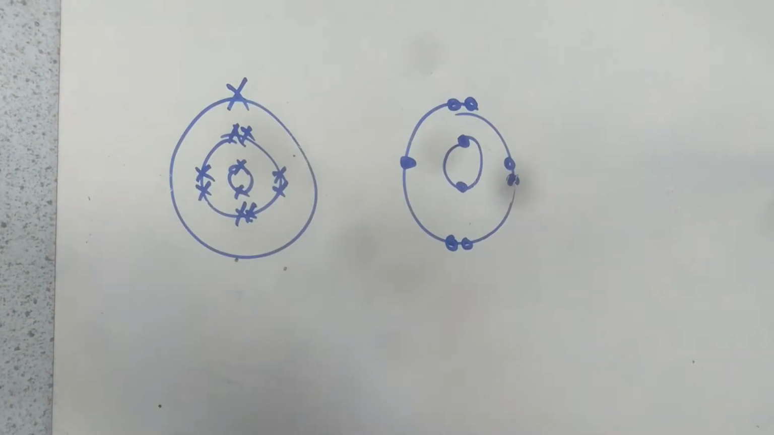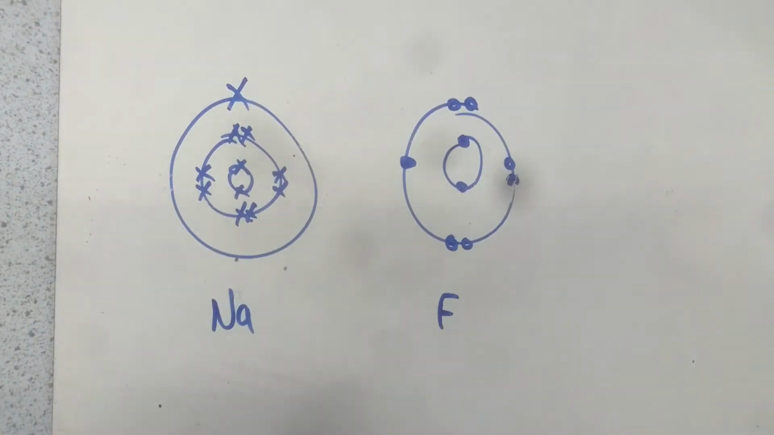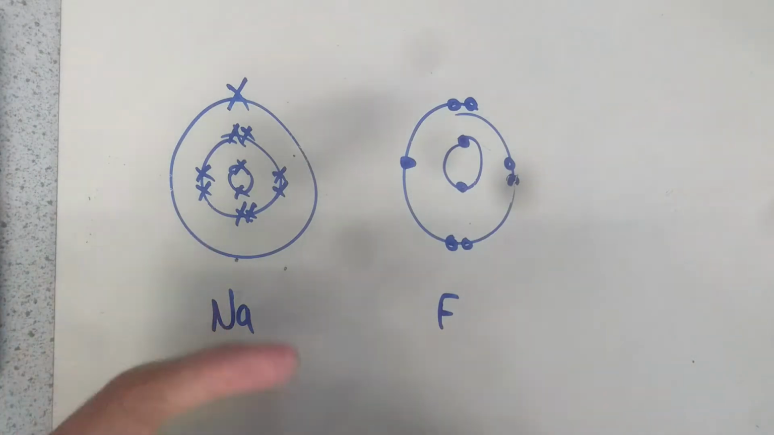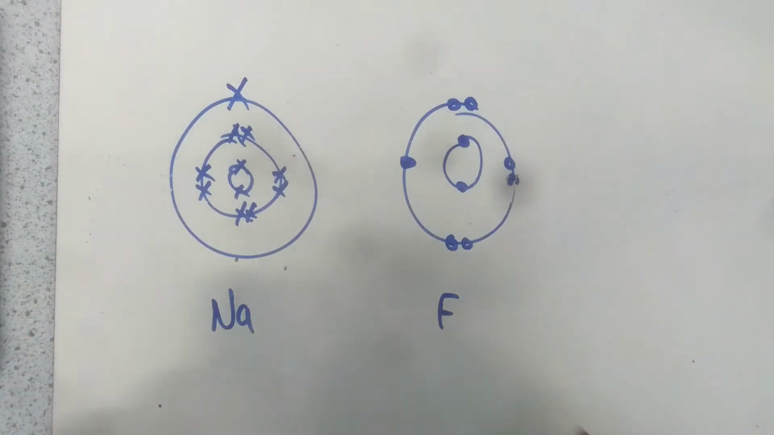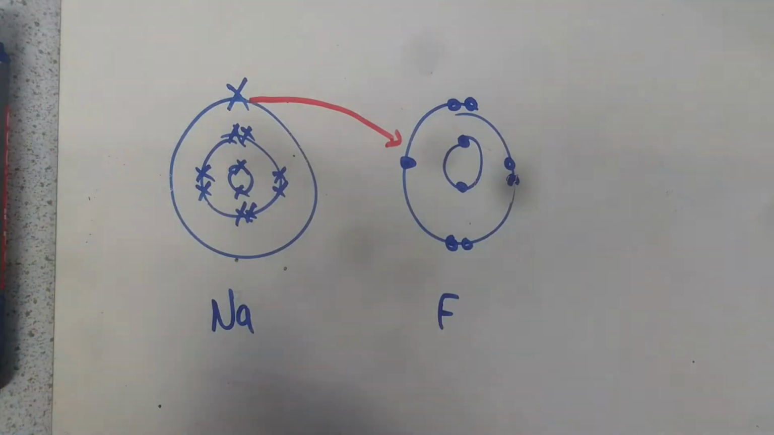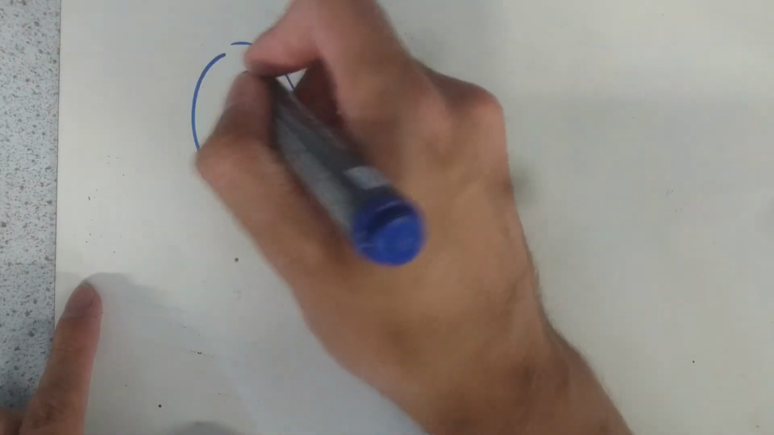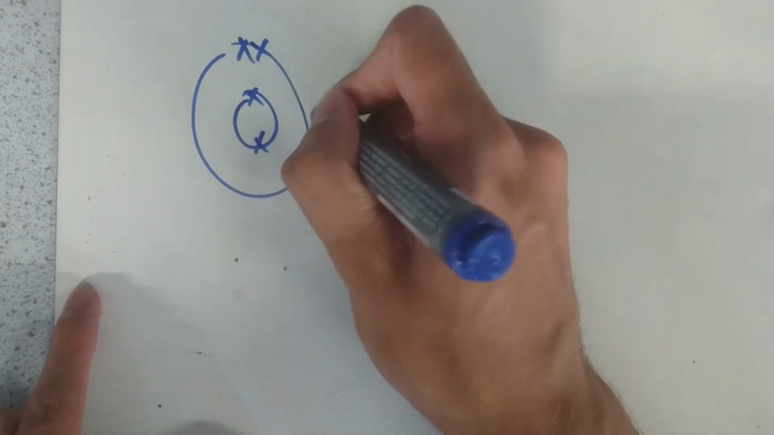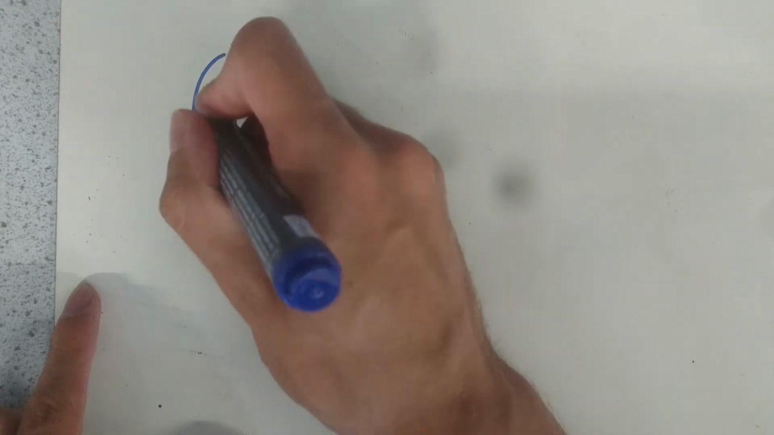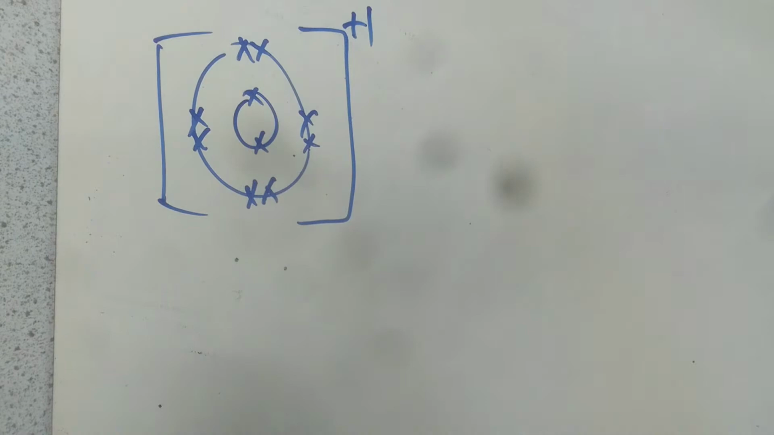So we have a look at this. We've got our sodium here, our fluorine here. And what happens is sodium needs to lose an electron, fluorine needs to gain an electron. So this electron is going to go across and over to the fluorine. So I'm going to draw this slightly differently now. Because sodium's lost that electron in its outer shell, it now has a full outer shell of 8 electrons. And it's lost an electron, so it's +1.